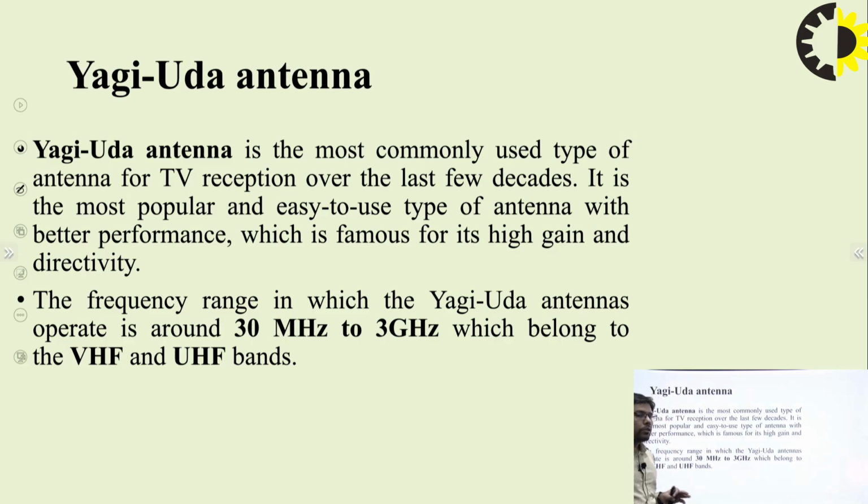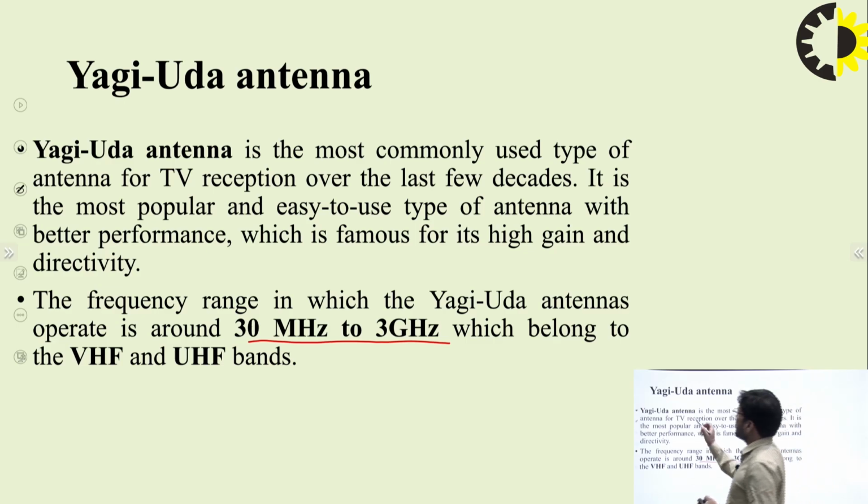The next topic is the Yagi-Uda antenna. The Yagi-Uda antenna is the most commonly used type of antenna for TV reception over the last few decades. It's the most popular and easy to use type of antenna with better performance, which is famous for its high gain and directivity. The operating frequency range of the Yagi-Uda antenna lies between 30 megahertz and 3 gigahertz, which belongs to the very high frequency band or ultra high frequency band.